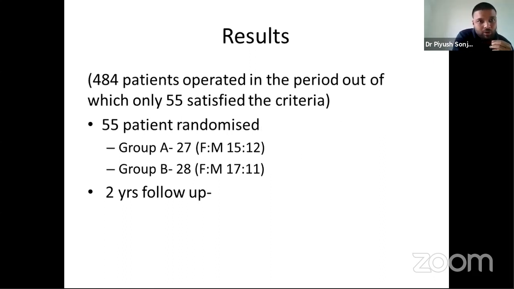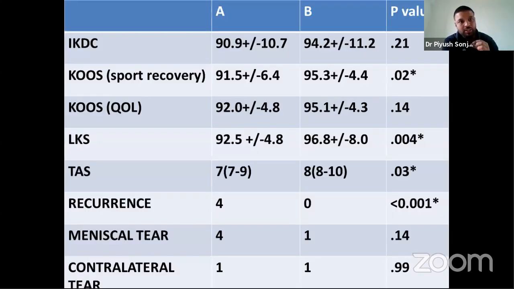Results: we had 484 patients operated in this time period, but only 55 satisfied the inclusion criteria, and they were randomized into group A and B, with 27 patients in group A and 28 in group B. The sex ratio I have given. So these are the results.